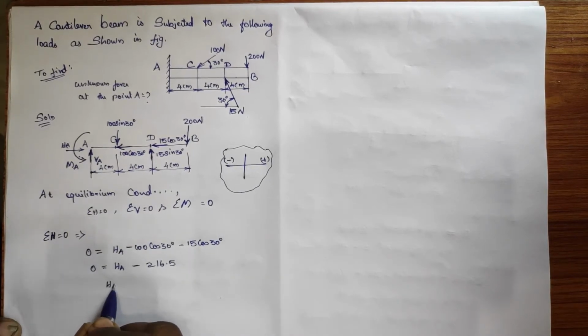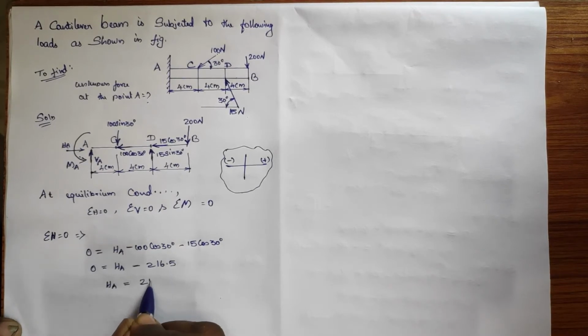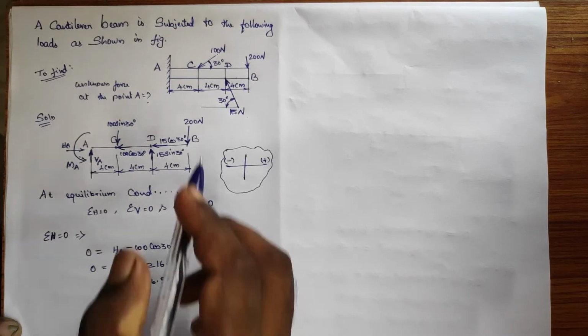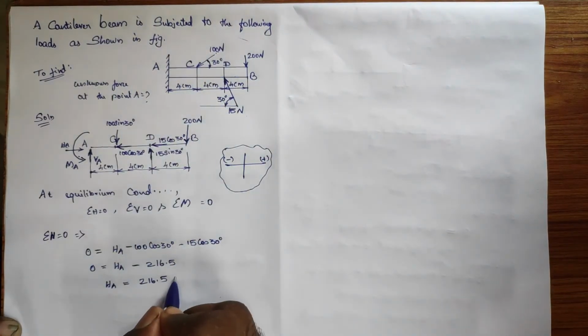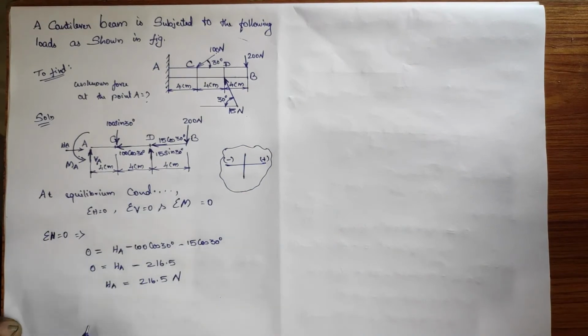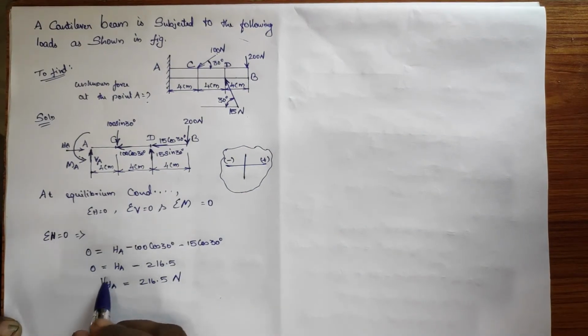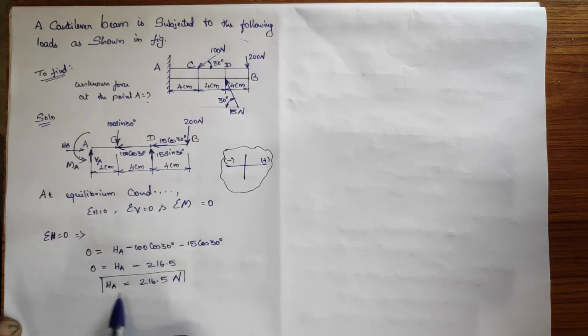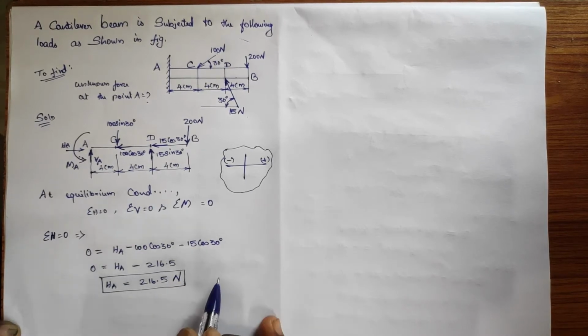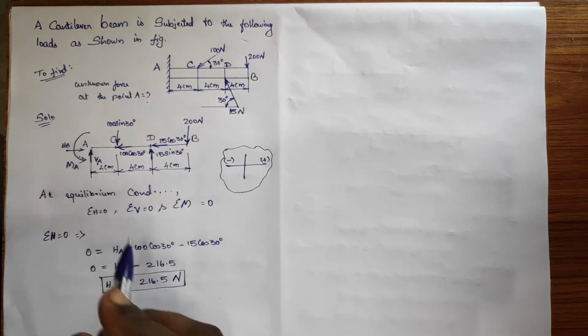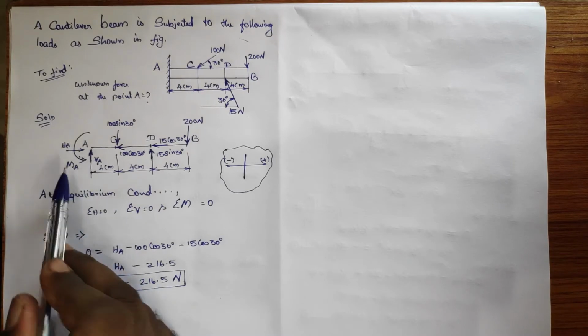Then again simplify it, you will get HA, which is equal to 216. When you are taking it to the next side, it will be positive. So here all the forces are given in Newton, so 216.5 Newton is the answer for HA. So two unknowns we need to find: one is VA and the other is MA.